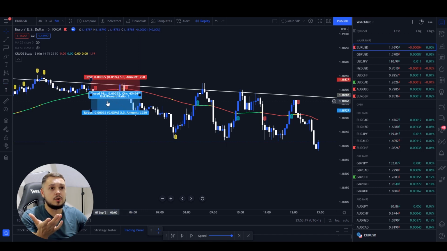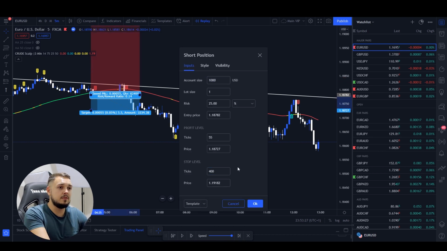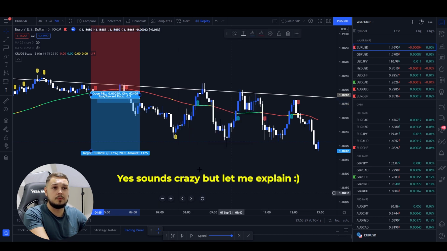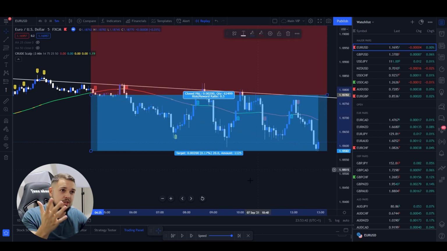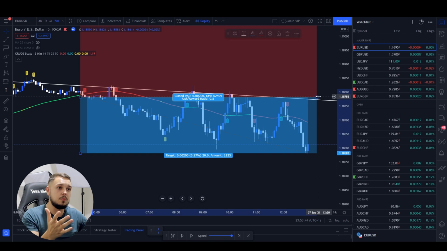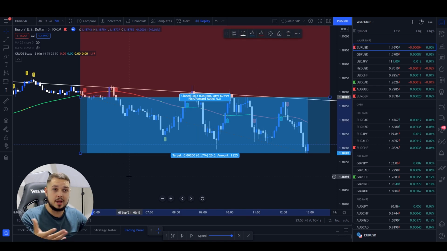We will enter the trade and we will not enter a 3-to-1 risk to reward. What we will do is enter, let's say, a 40 pip stop loss and a 20 pip take profit level. So we will reverse engineer everything. I know the risk to reward at the moment is 0.5, as you can see on the screen, but we will reverse engineer everything and you will see what I mean by trading it this way.